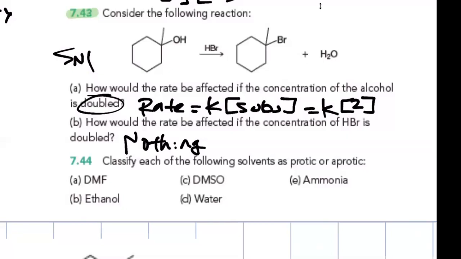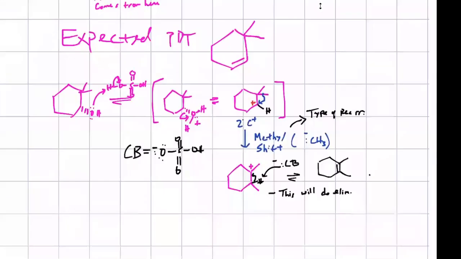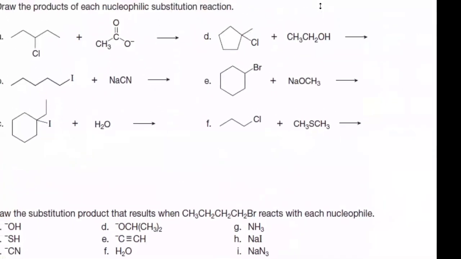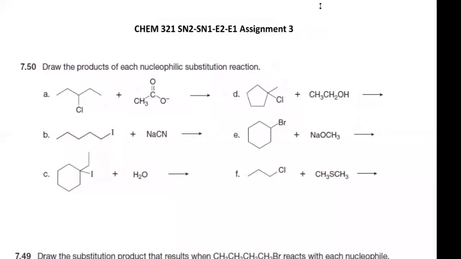All right. I've got one more question that I wanted to talk about. I don't know if I'm going to have time. So what I want you to do is these on your own, 750. And these are all substitutions. So all you're doing is swapping out the nucleophile with the leaving group. So in each one of these cases, leaving group, leaving group, leaving group, leaving group, leaving group, leaving group. And then your nucleophile is given.